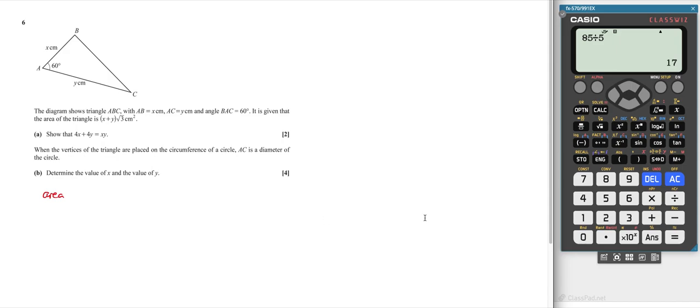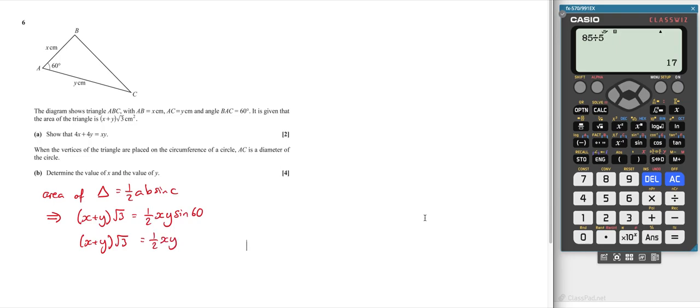What's going to happen after that? If we do that, we can then use sine 60, which we know is root 3 over 2. So we can pop that in. So that's going to be x plus y root 3 is a half xy root 3 over 2.